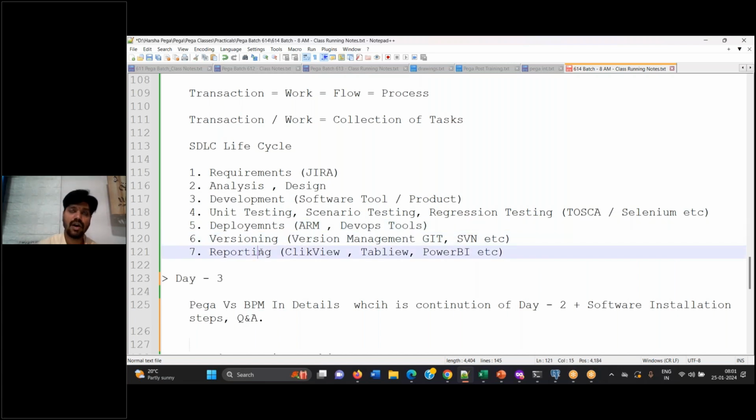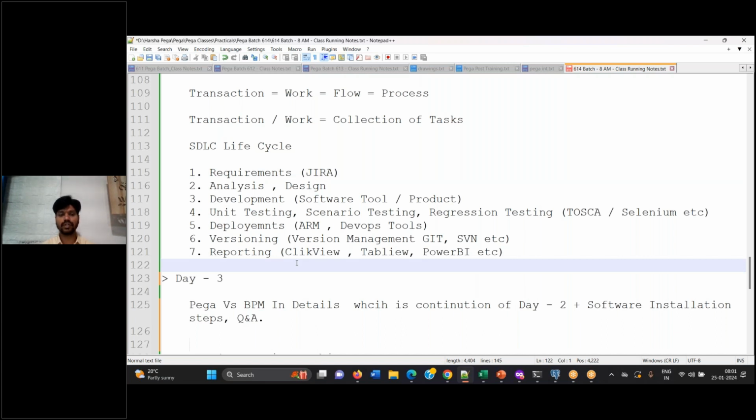All these tasks which you usually do by using different combinations of tools can be done by a single tool called as BPM tool. So BPM tool has so many features where you can do all things from requirement phase to complete development, deployments, versioning and reporting, everything. So it's a unified platform where you can act as a full-fledged, full stack developer.